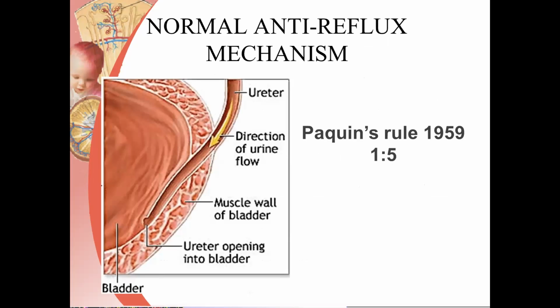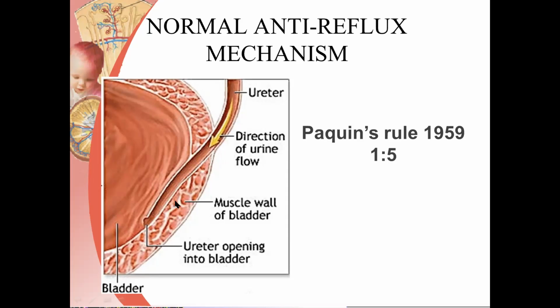So, what is the treatment for reflux? As we discussed earlier, the normal anti-reflux mechanism involves the ureter entering into the bladder here, and then there is a submucosal tunnel, and it opens at the trigone. There is a 5:1 tunnel length ratio. So, Paquin's rule is to maintain or achieve this tunnel length.